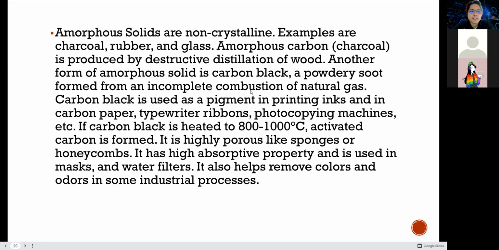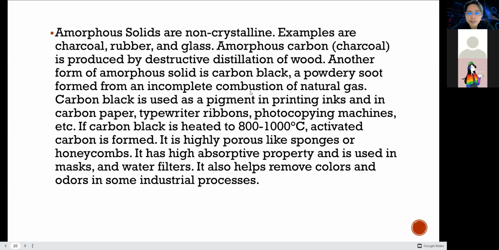On the other hand, amorphous solids are non-crystalline solids. Examples are charcoal, rubber, and glass. Amorphous carbon, that is charcoal, is produced by destructive distillation of wood. Another form of amorphous solid is carbon black, a powdery soot formed from the incomplete combustion of natural gas. Carbon black is used as pigment in printing inks and in carbon paper, typewriter ribbons, photocopying machines, and so on.